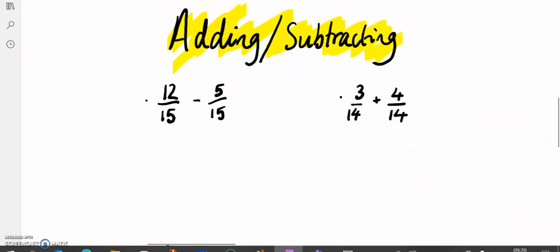The big idea behind adding and subtracting is we need to make sure that when we add and subtract fractions, they have the same name. By name, I'm talking about the denominator. Are the denominators the same? Here we've got 12 fifteenths, subtract 5 fifteenths. These have the same name. These are both called fifteenths. So if I've got 12 fifteenths and I subtract 5 fifteenths, I will have 7 fifteenths left over. As long as the name is the same, we can add and subtract, no problem.